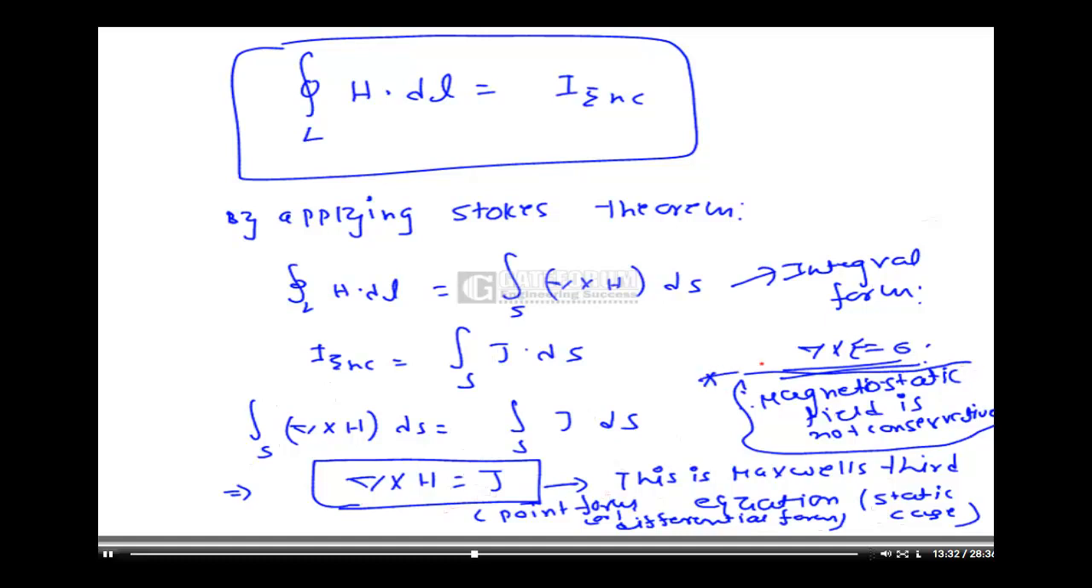The magnetostatic field is not conservative. This is one of the important statements. So like this we derived the third Maxwell's equation. From electrostatic fields we derived two Maxwell's equations. Here also from magnetostatics we will derive two Maxwell's equations. This is the third Maxwell's equation in the magnetostatics case: del cross H is equal to J. There is one more Maxwell's equation we have to derive. The next topic is magnetic flux density.